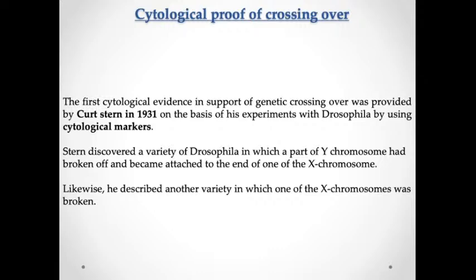The first cytological evidence in support of genetic crossing over was provided by Curt Stern in 1931 on the basis of experiments on Drosophila using cytological markers. There is a variety of Drosophila in which part of the Y chromosome had broken off and become attached to the end of the X chromosome.